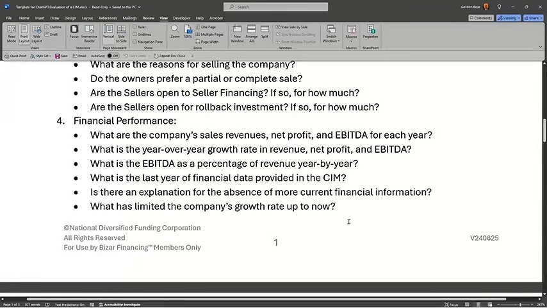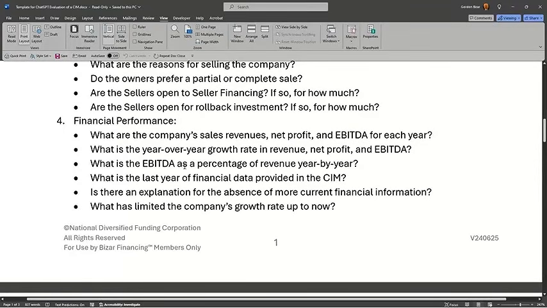EBITDA is the most important number on there in reality, because yes, you want to make profit, but if it doesn't translate into a strong positive cash flow, then it may not be a company that you want to buy, because you're not going to have enough cash flow to amortize the debt that you incurred to pay for the company. So you want to know these numbers, and it's going to understand where they are in that CIM, and it's going to put them right here for you on your printout.